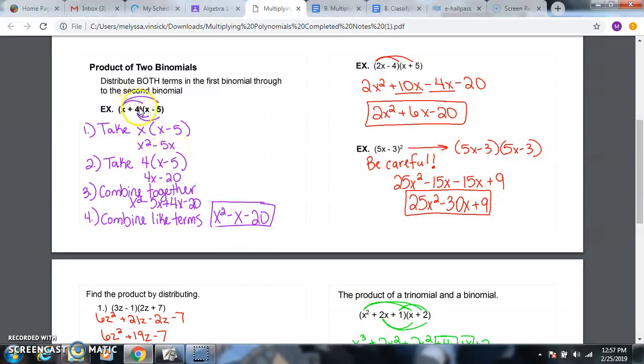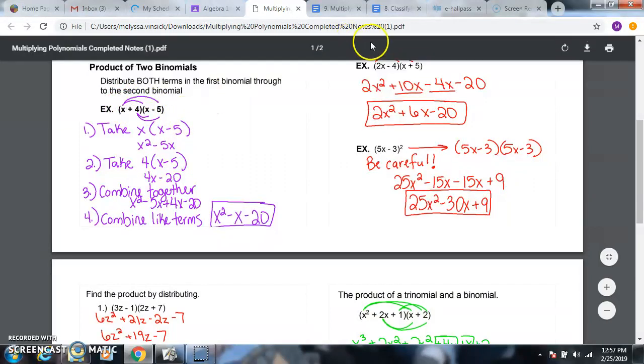Then I do the same thing with this 4. I distribute it to the x and to the negative 5, which gives me a 4x minus 20. And then you're just combining like terms. So we write it out in one single row and combine like terms. My only like terms are this negative 5x plus 4x, which is a negative x in the middle. I still have an x squared minus x minus 20. So you're taking the first set of parentheses and distributing each piece of it to the second set of parentheses. So it's just distributing twice.